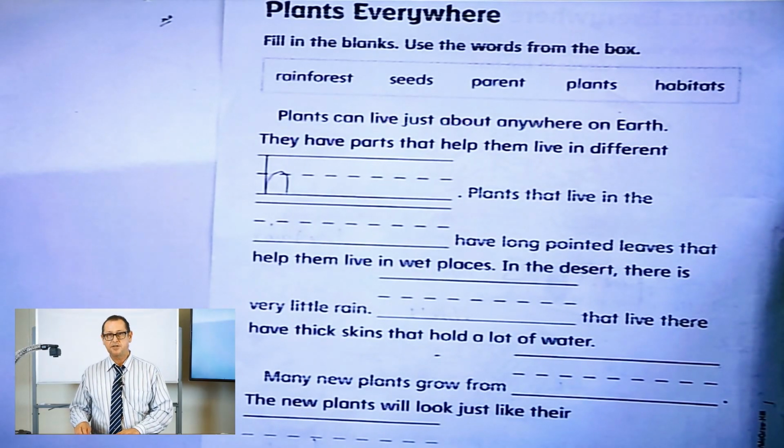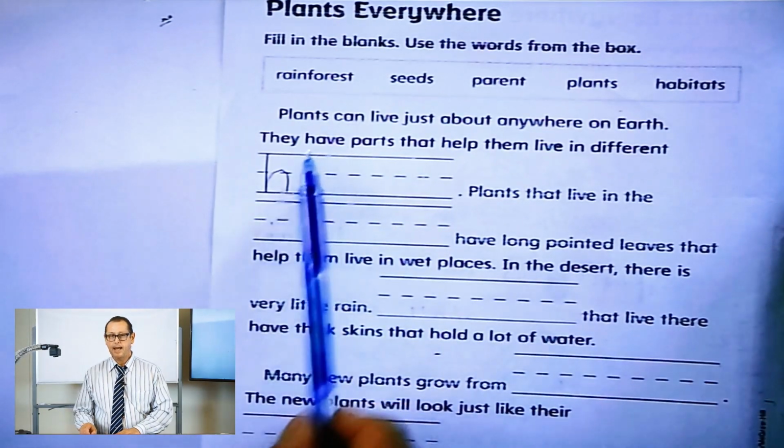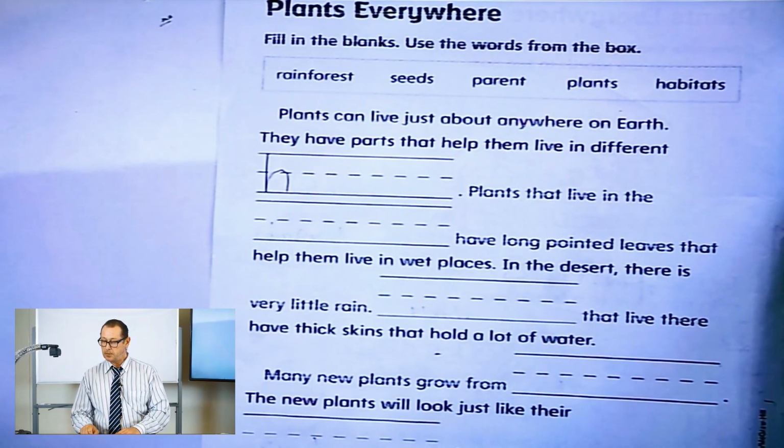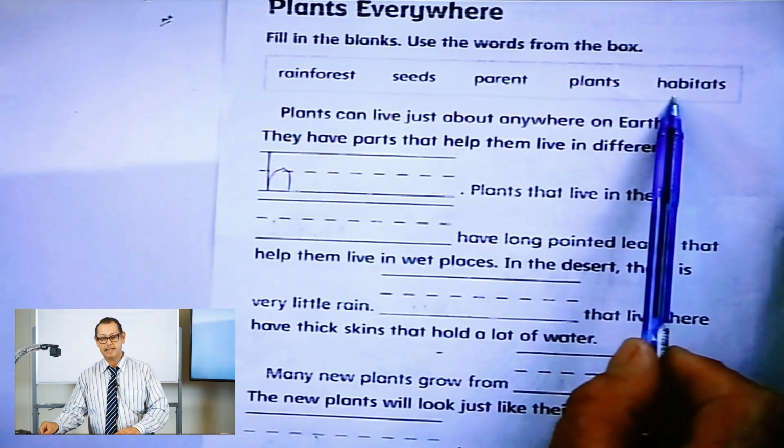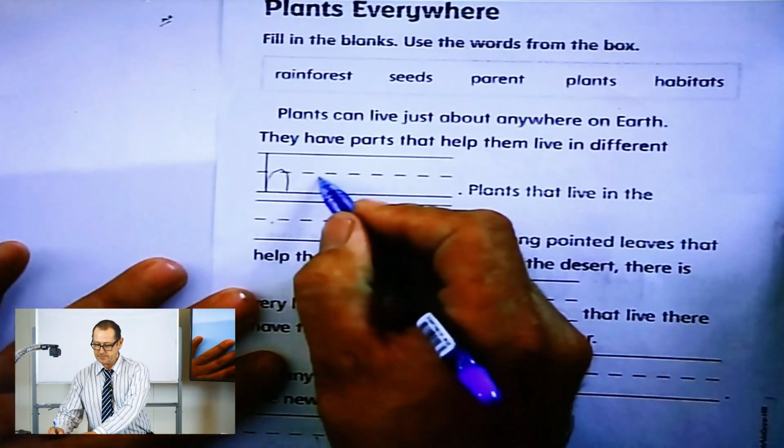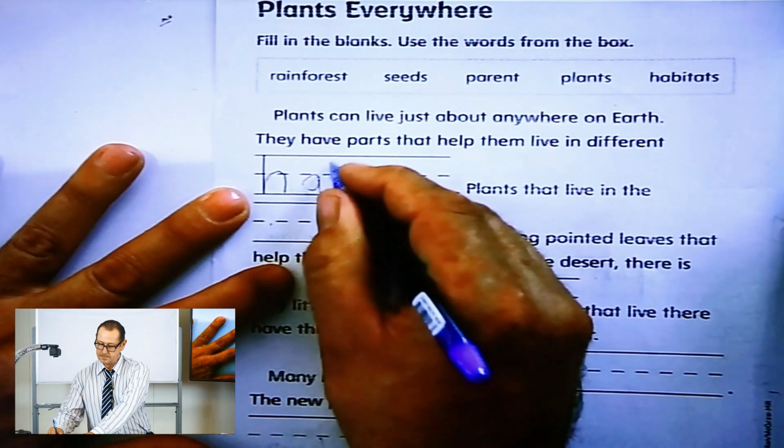Okay, if we look at the question, plants can live just about anywhere on Earth. They have parts that help them live in different... Is it rainforest? No. Is it seeds? No. Parent? No. No, I've got an H, so habitats. They live in different habitats.